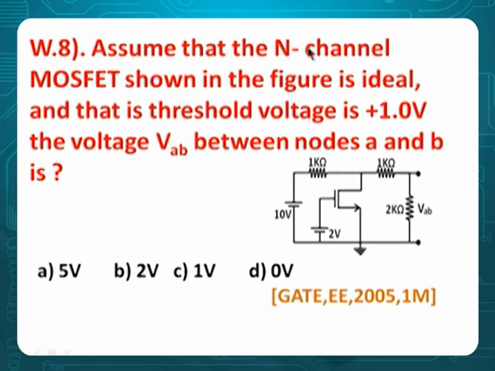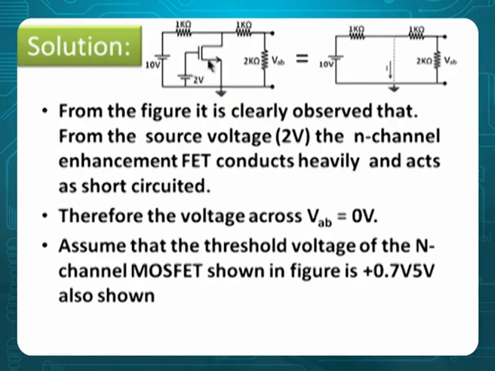Assume that the N-channel MOSFET shown in the figure is ideal, and the threshold voltage is 1 volt. The voltage VAB between the nodes A and B is how much? That's the problem. We have to calculate the voltage VAB. Options: 5 volts, 2 volts, 1 volt, 0 volts. GATE EEE 2005. Look at the circuit diagram. This is equivalent because he said ideal.